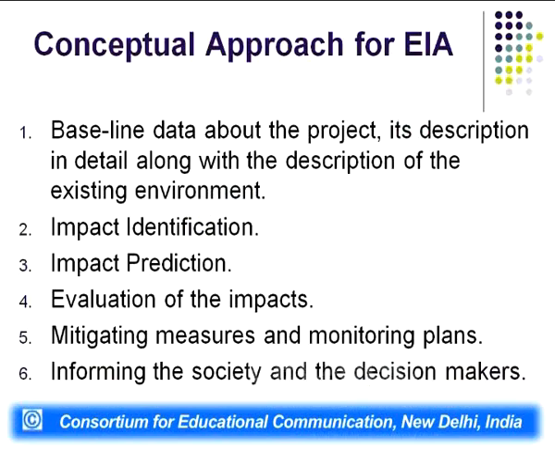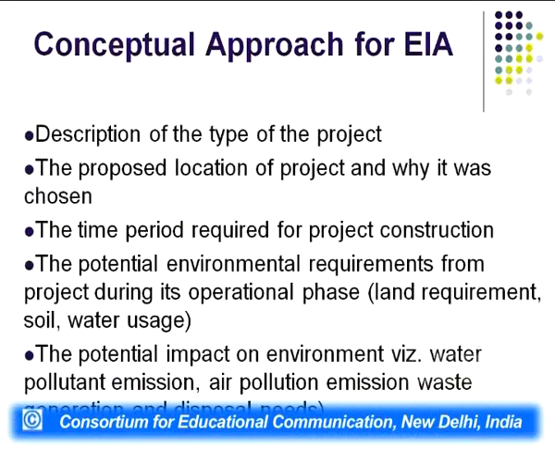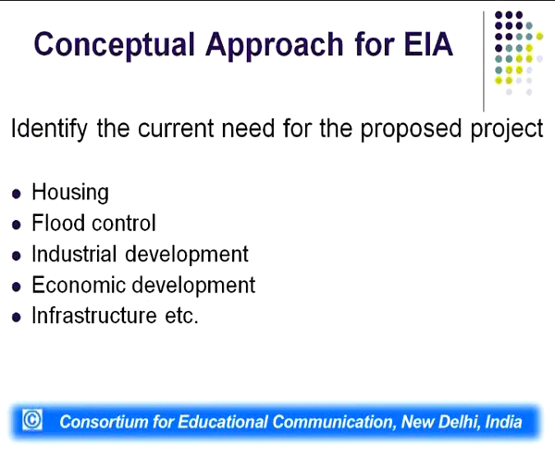The 4th point is evaluation of the impacts. We will have to evaluate the impacts, what will be the degree of impacts, if it is sustainable or it can be accepted, or if it is totally unacceptable. Then the 5th is mitigating measures and monitoring plans, and the 6th one is informing the society and the decision makers. Now, as far as the description, we will discuss it in the coming slides.